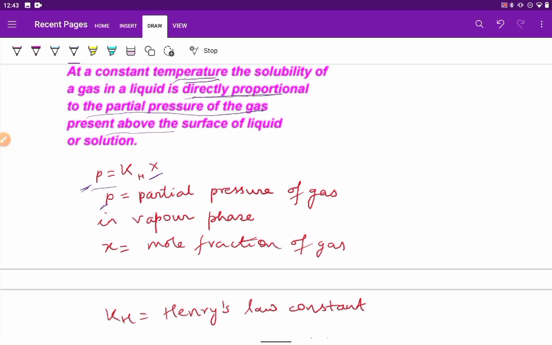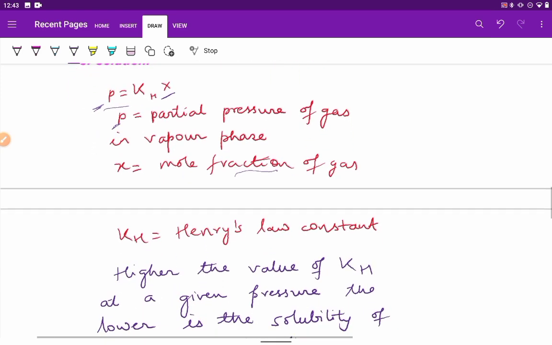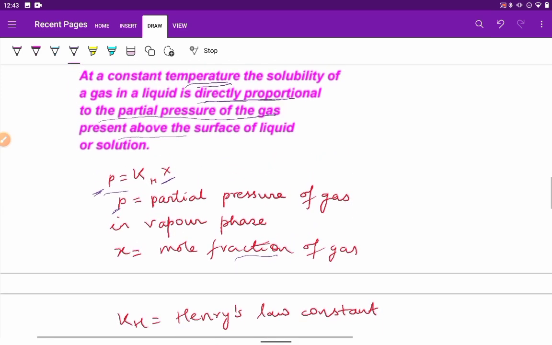Why can the mole fraction of gas increase? It will happen only when the solubility has increased, meaning more number of molecules are able to enter the solution or the liquid.